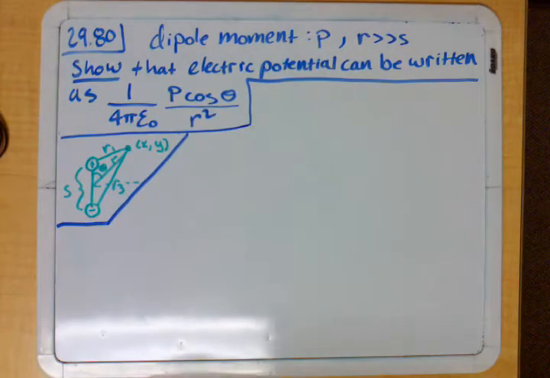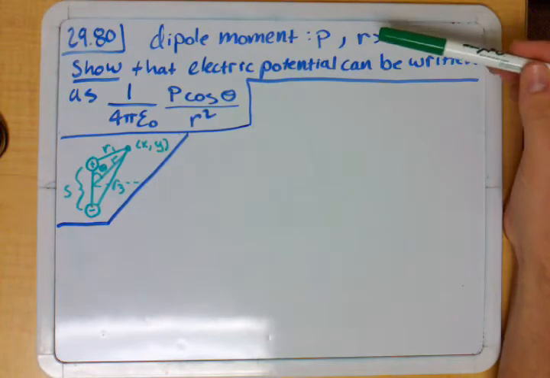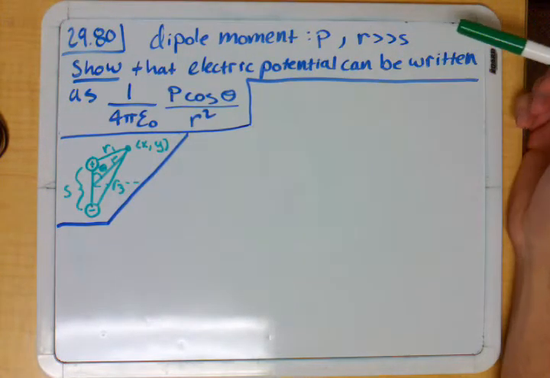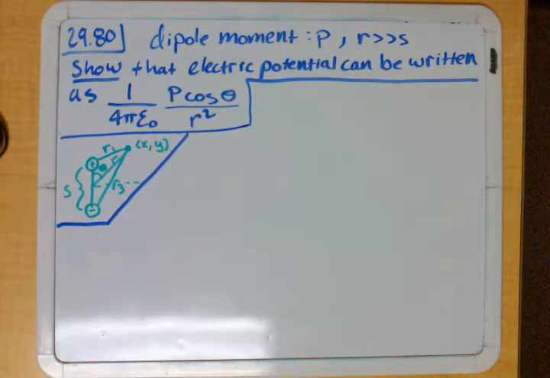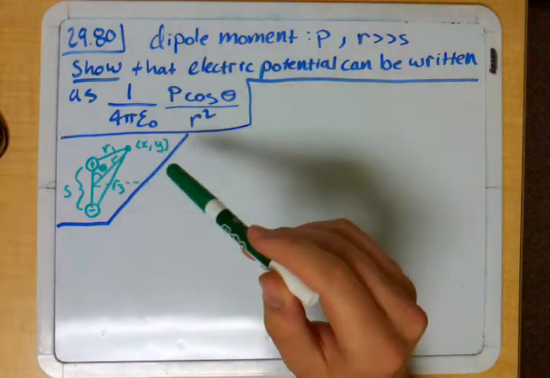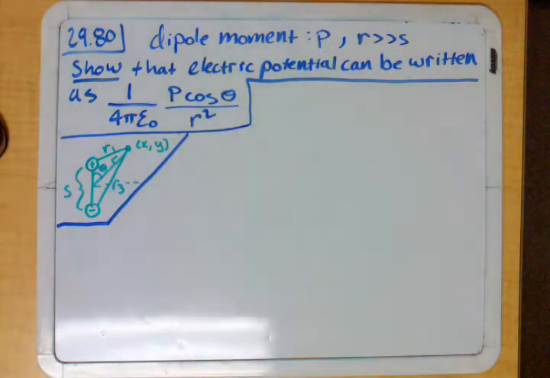Alright, so I'm here to do chapter 29, problem 80. The question asks: an electric dipole has a dipole moment P, where R is much greater than S, where S is the separation between the charges, as seen in my drawing. The problem is asking to show the electric potential can be written as 1 over 4 pi epsilon naught times P, the dipole moment, cosine theta over R squared.